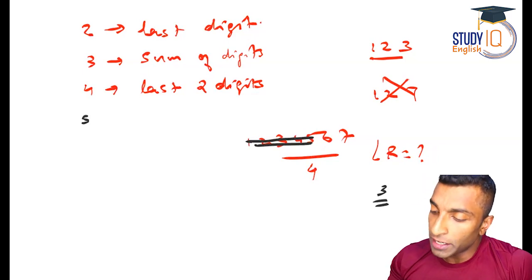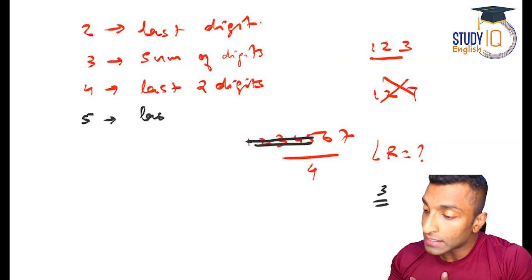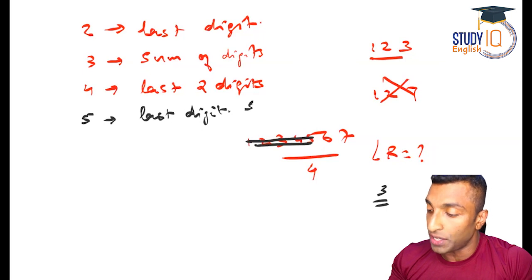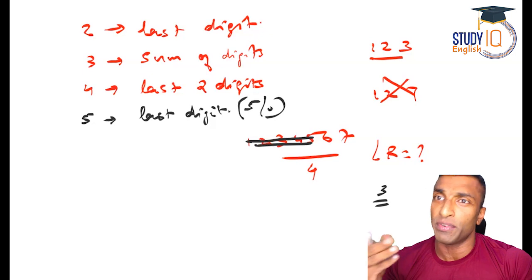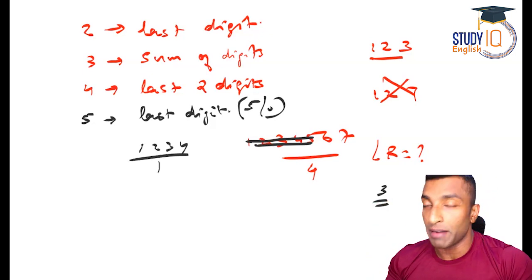Now, what about the divisibility of 5? For 5, we will be checking the last digit. What should be the last digit? It should be either 5 or 0. If it is 5, it is divisible by 5. If it is 0, it is divisible by 5. Any other, like if it is 1, 2, 3, 4, these will be the remainders.